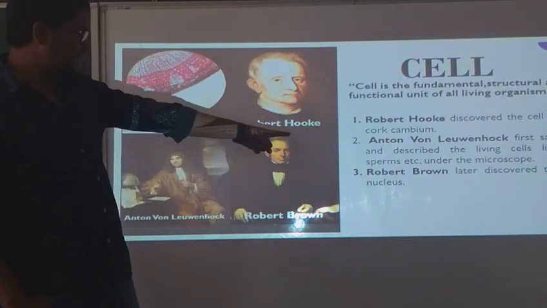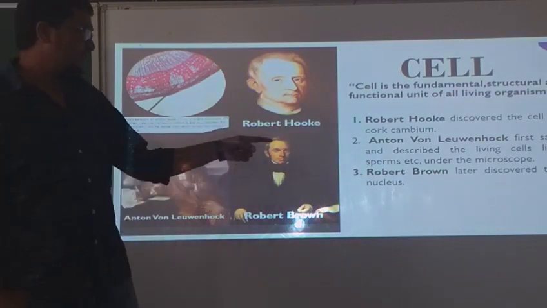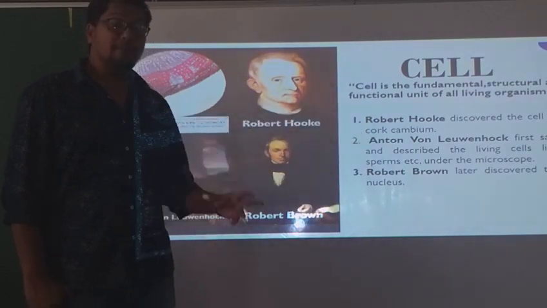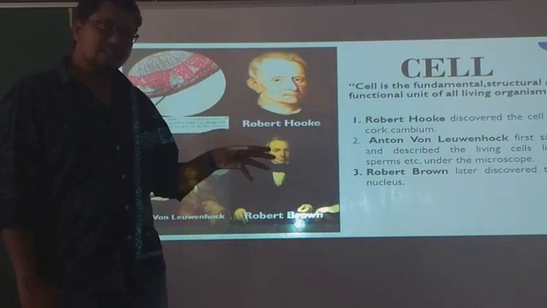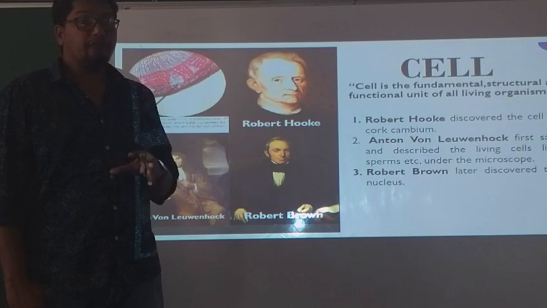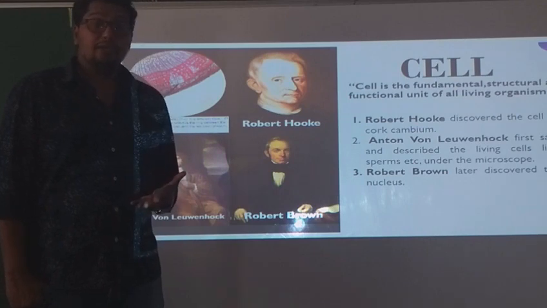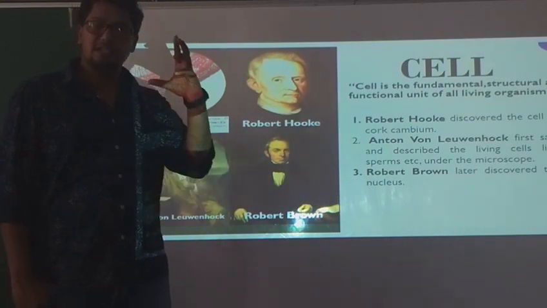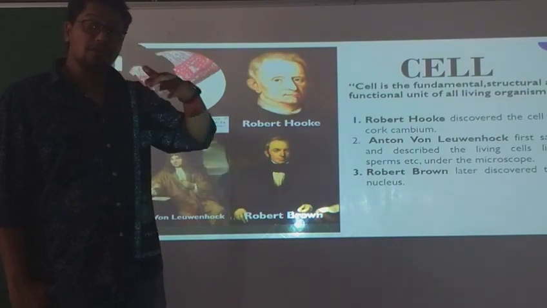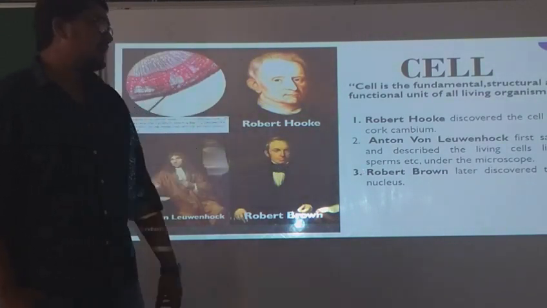After that, you can see the name Anton von Leeuwenhoek, who first saw and described living cells. Robert Hooke observed cells of cork cambium, but they were dead cells. Live, motile cells were observed for the first time by Anton von Leeuwenhoek. And after that, every student should remember the most important organelle of a cell, that is the nucleus, because inside the nucleus the master molecule DNA is present, and this DNA controls all the metabolic activities of the cell. And the nucleus was discovered by Robert Brown.